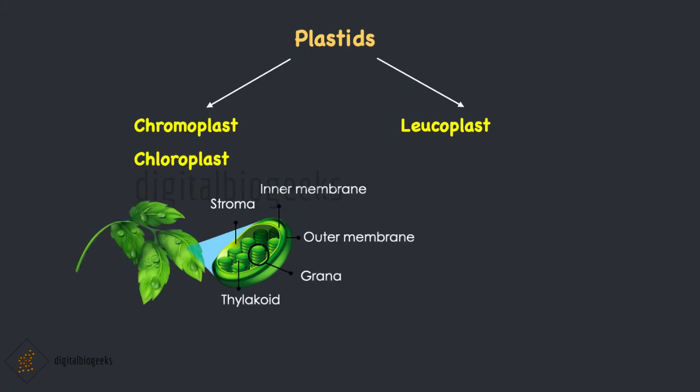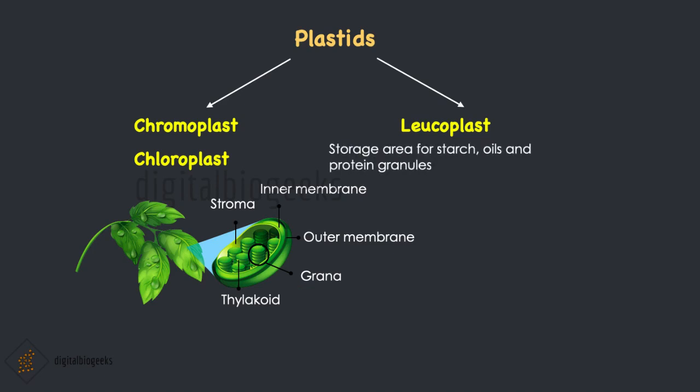The colorless fluid inside the chloroplast is called the stroma. And thylakoids, they are the membrane bound compartments. These are thylakoids, and these thylakoids form stacks of discs. It is called grana.